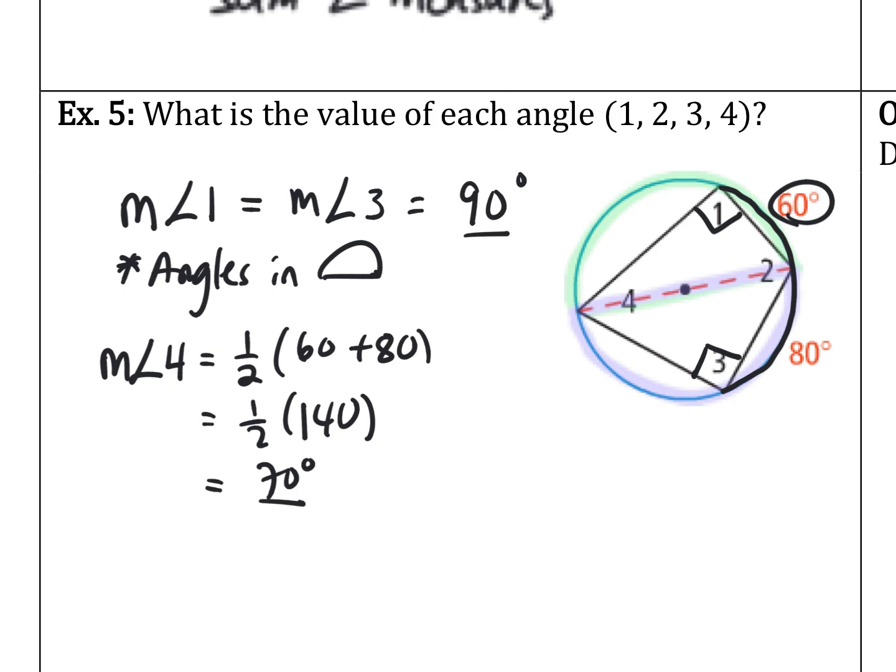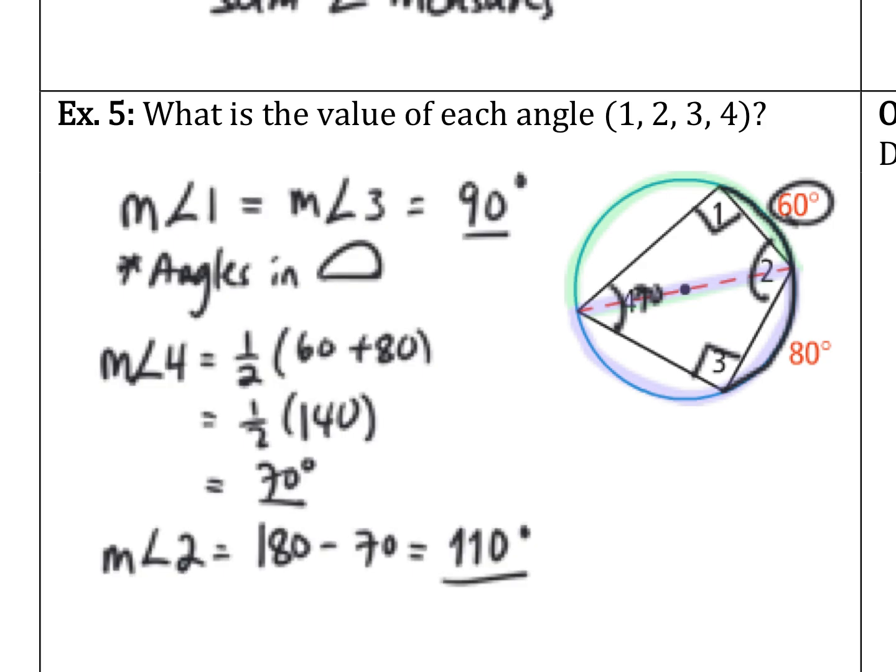Okay, so if this is 70 degrees, what do you think is the measurement of angle 2? Now remember that they are supplementary. So we're going to just subtract that from 180. We subtract 70 from 180. 180 minus 70 is going to give you 110 degrees.